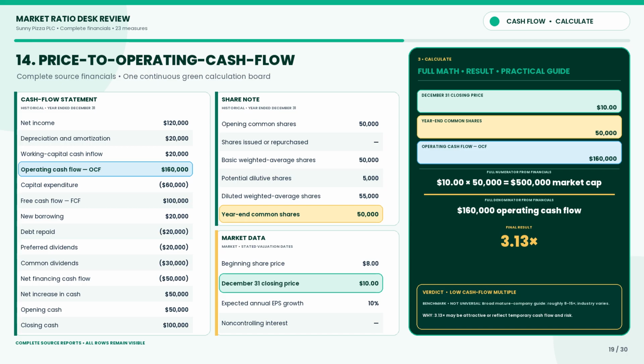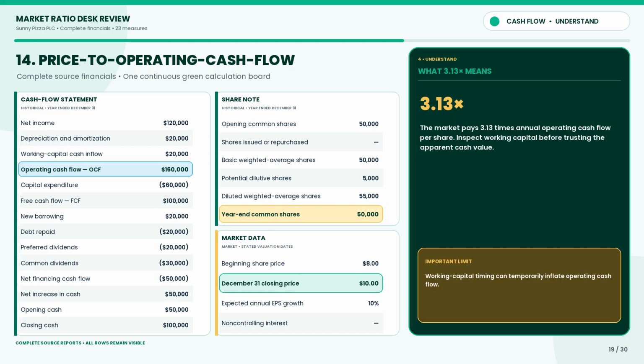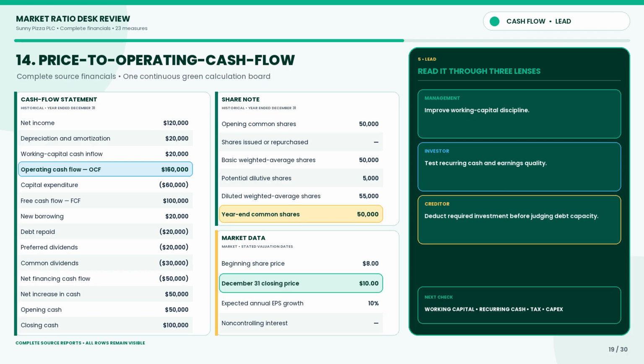operations. The market uses P/OCF to compare price with cash generation and to cross-check accounting earnings. Management should examine working capital discipline. Investors should test whether operating cash flow is recurring or temporarily boosted. Creditors focus on the same cash source, but must deduct capital expenditure, taxes, and other required payments before judging debt capacity.